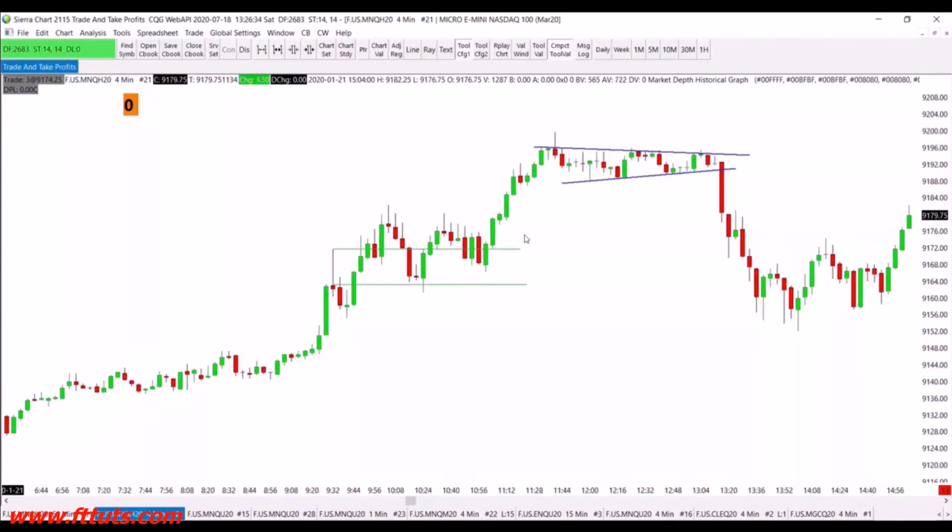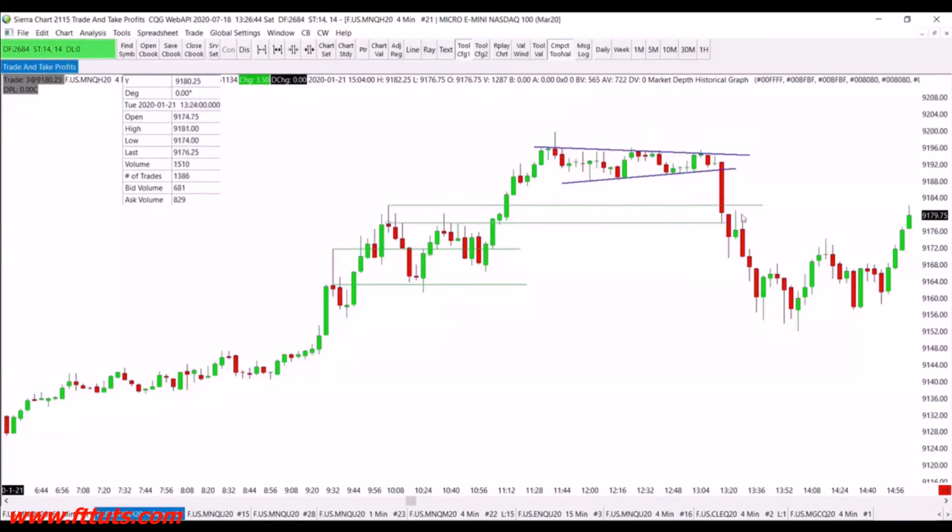So let's say that when we broke this high right here, I was looking for the market to come back to this level. So what I would do is I would go like this, okay? Have two levels right here. And if it comes to this level, I'll look for a trade. If it comes to this level, I look for a trade, okay? So that's how I draw my horizontal levels.